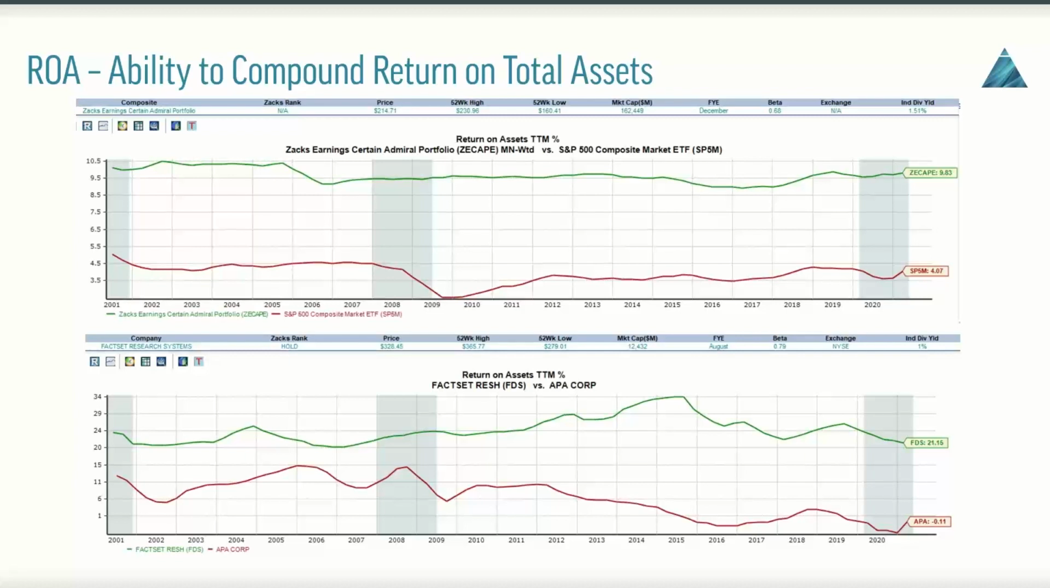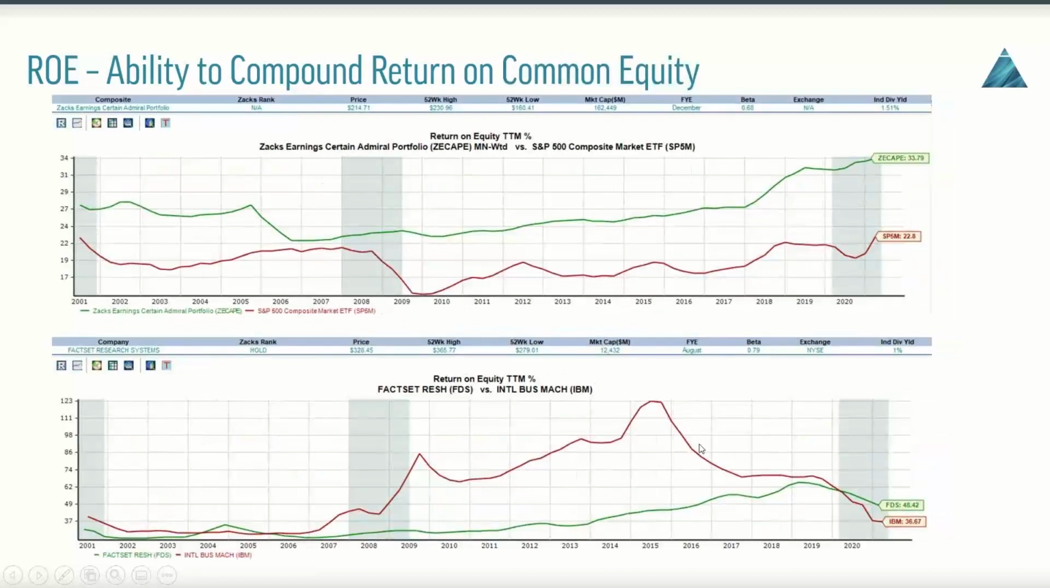So we start taking a look at some of the actual profitability metrics of the Admiral 30 stock portfolio. You can see that return on assets, the ability to compound return on total assets, is literally more than twice that of the S&P 500. Not just a quarter or two, not just a year or two, but its entire history. And when you look at a company like FactSet versus Apache, it's no wonder. Apache has a history of long-term decline, and you can see the ROA is actually negative now. FactSet is sitting at literally 21 times Apache's return on assets.